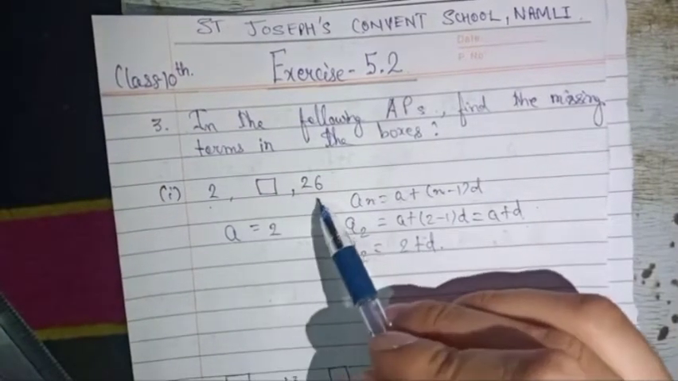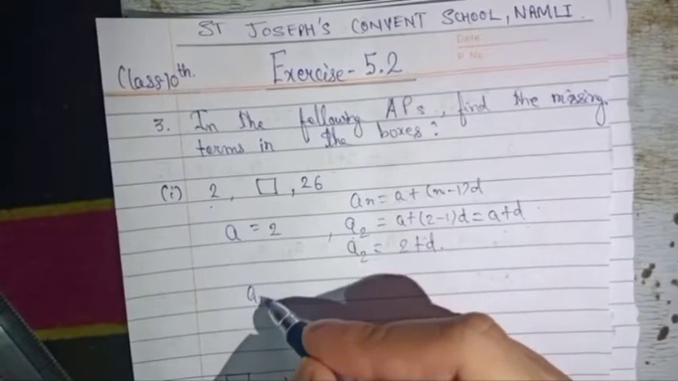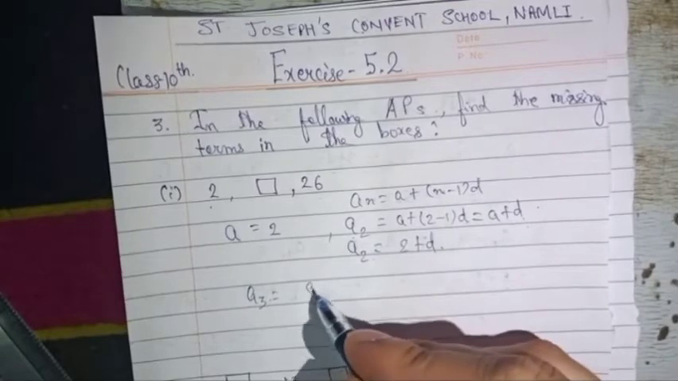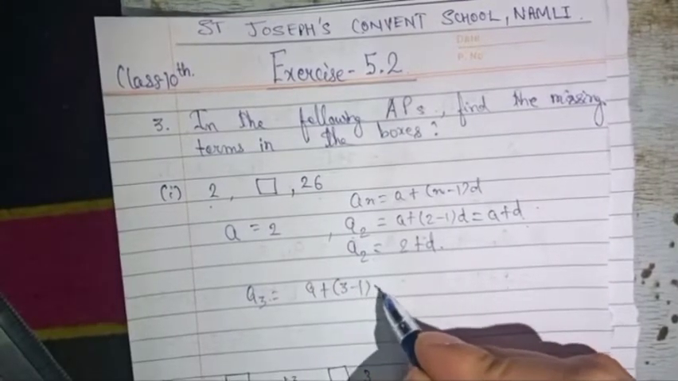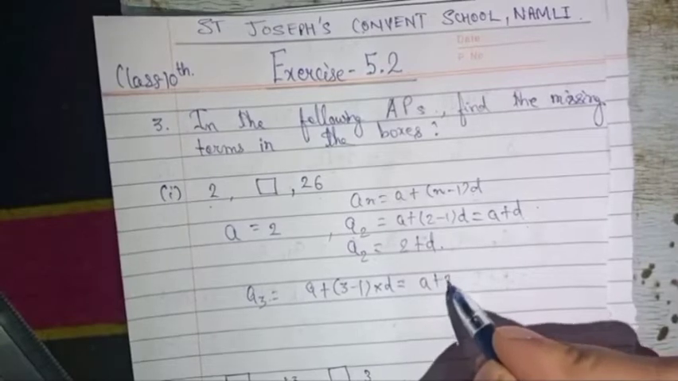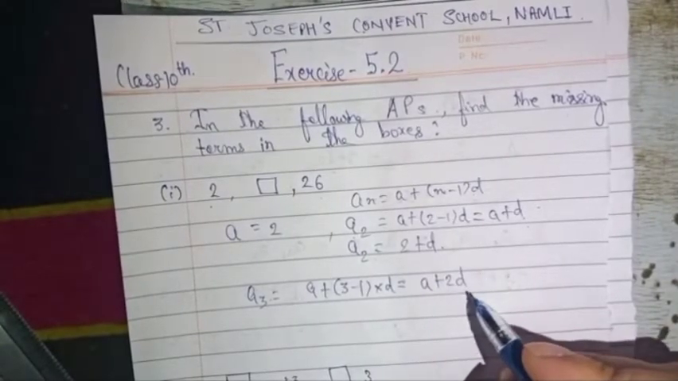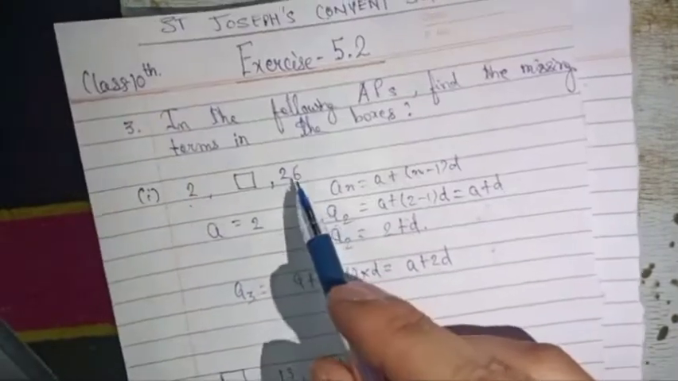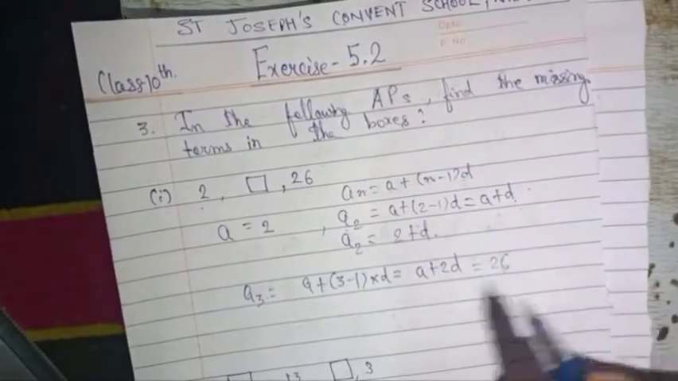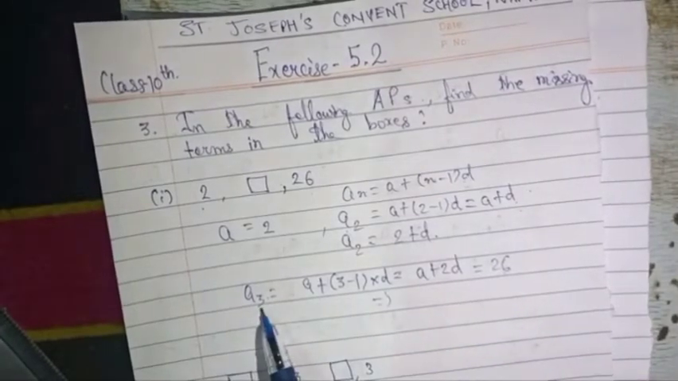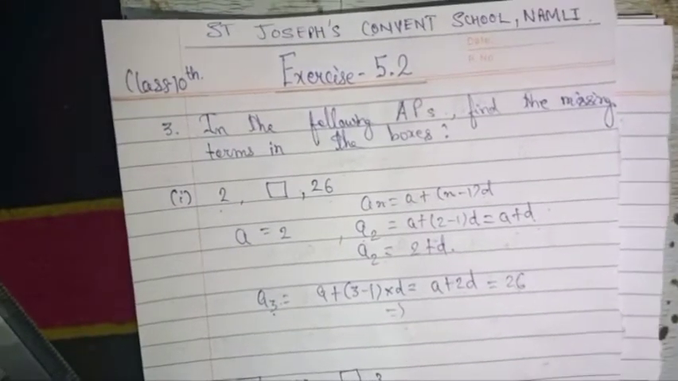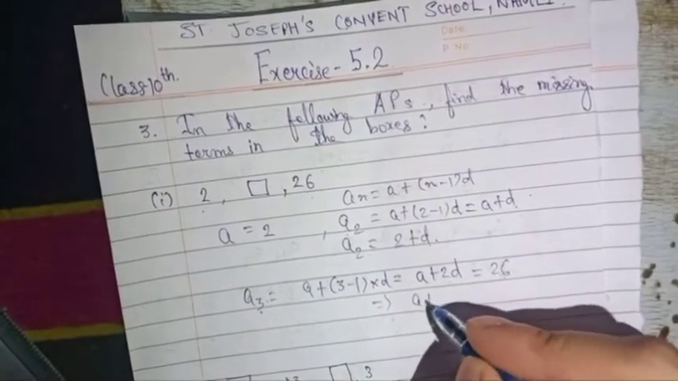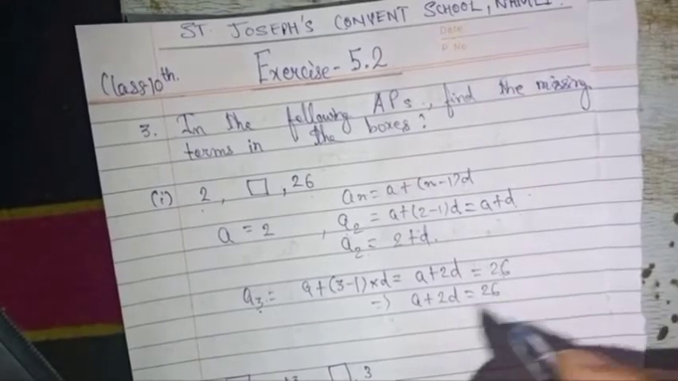Now look into the third term, A3. Again apply the same formula, A plus (n minus 1) D. So A3 will be equal to A plus (3 minus 1) multiplied by D, that is equal to A plus 2D. And A3 is already given to us as 26. So A plus 2D is equal to 26.